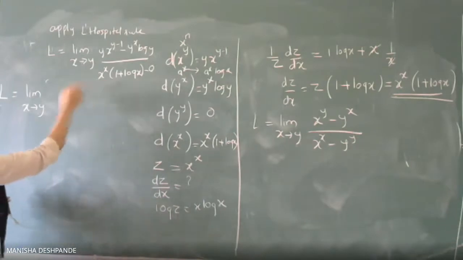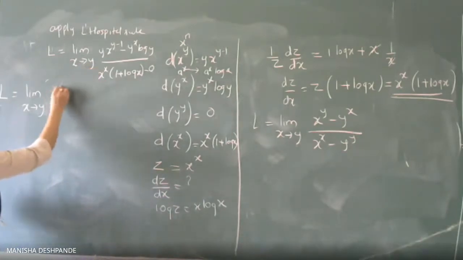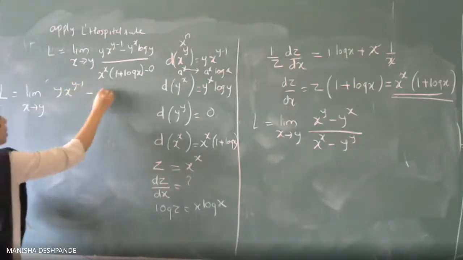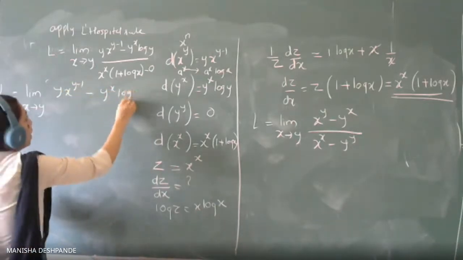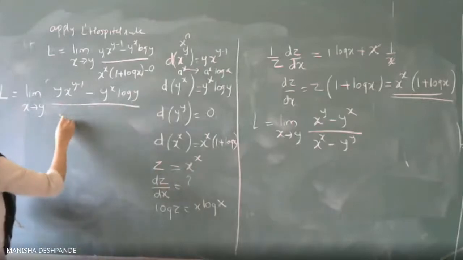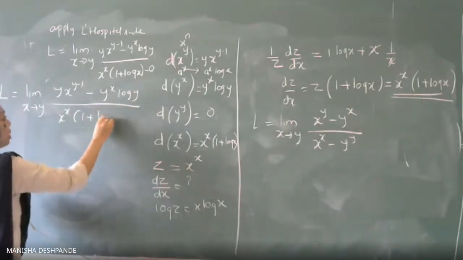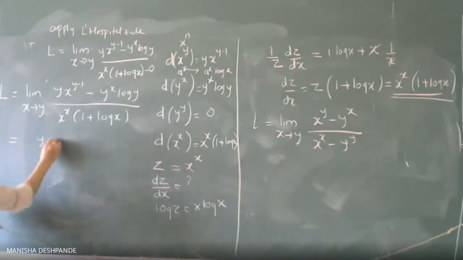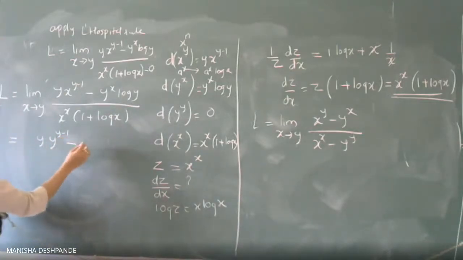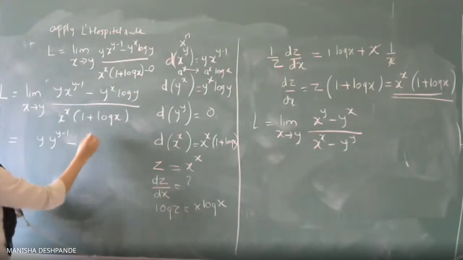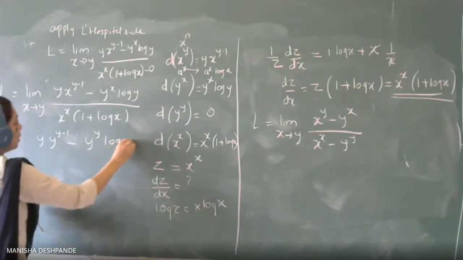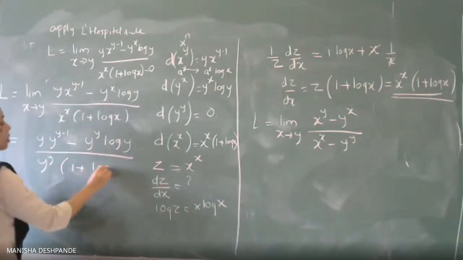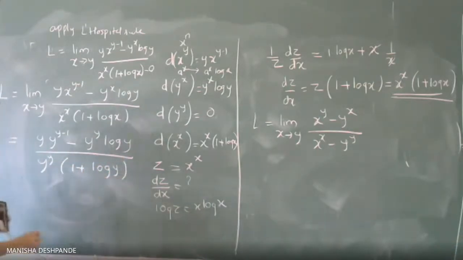I'll rewrite it because it's a bit messy there. I'm writing it once again. So y x raised to y minus 1 minus y raised to x log of y, divided by x raised to x into 1 plus log x. So this is what we have applied, L'Hospital rule. Now put the limit. This is y raised to y minus 1 minus y raised to y log of y, divided by y raised to y into 1 plus log y. Because everywhere x should be substituted as y.